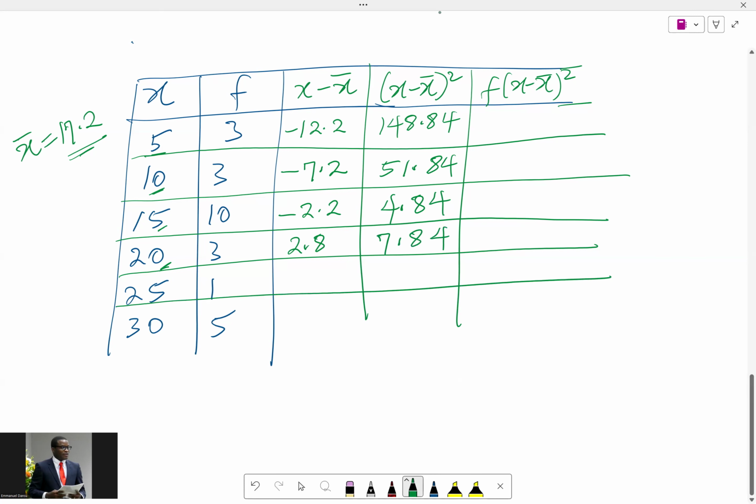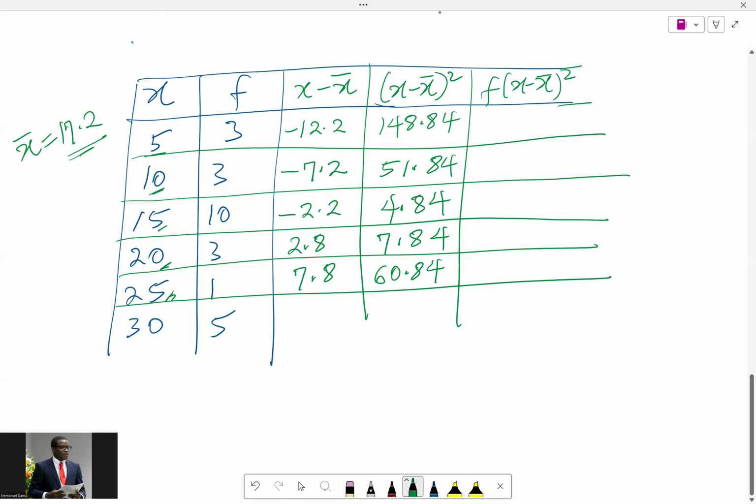Then we have 25 minus 17.2. That is 7.8. We square that, and we have 60.84.